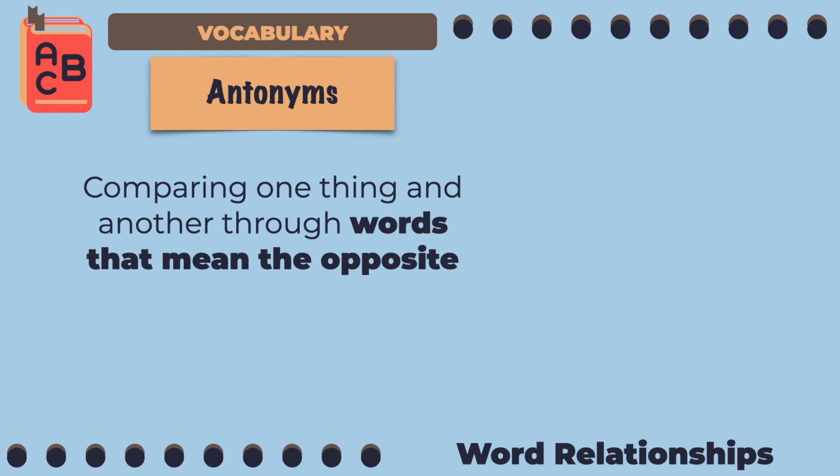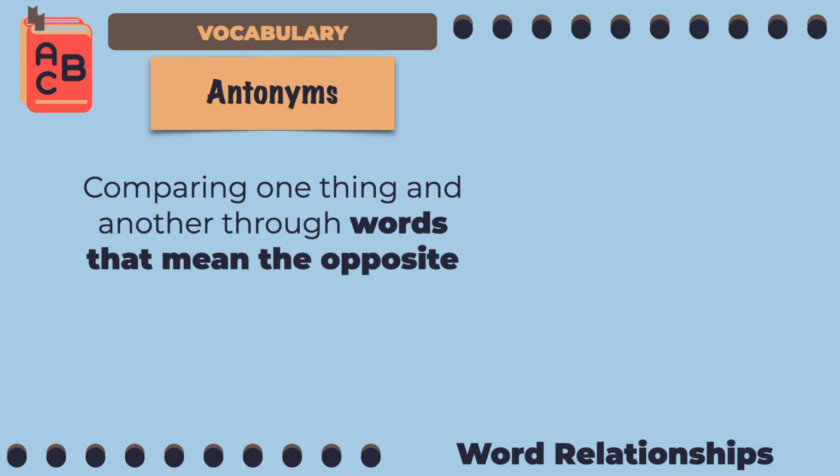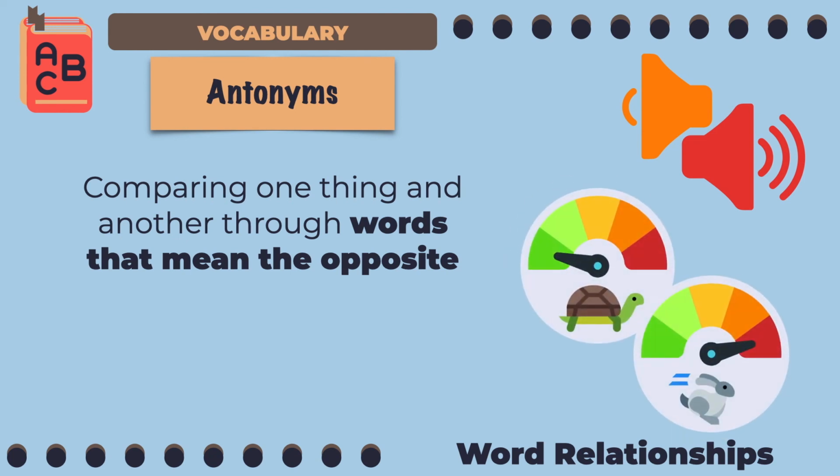Another example of words that mean the opposite is open and close and near and far. When you write its analogy, you have open is to close as near is to far. Last example of antonym word relationship. The antonym of soft is loud, whereas the antonym of slow is quick. So the analogy is soft is to loud as slow is to quick.